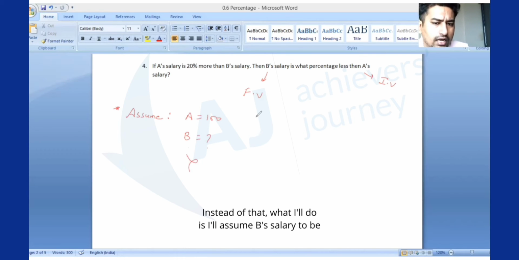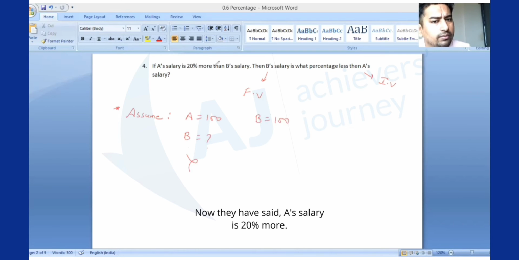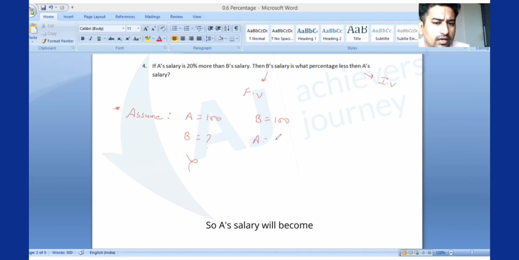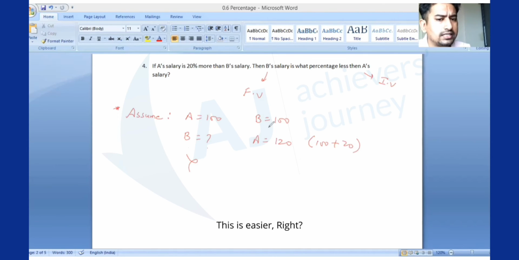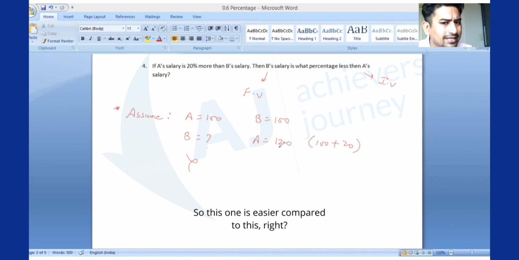Instead of that, I'll assume B's salary to be 100. Now they've said A's salary is 20% more. So A's salary will become 120. Why? Because it is 20% more. So it would be basically 100 plus 20% more, which is 20 more. So that would be 100 plus 20. So it will become 120. This is easier, right? A's salary is 20% more than B's salary. So this one is easier compared to the other, right?